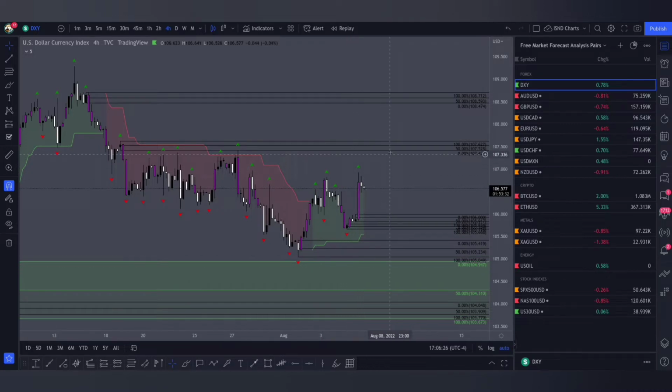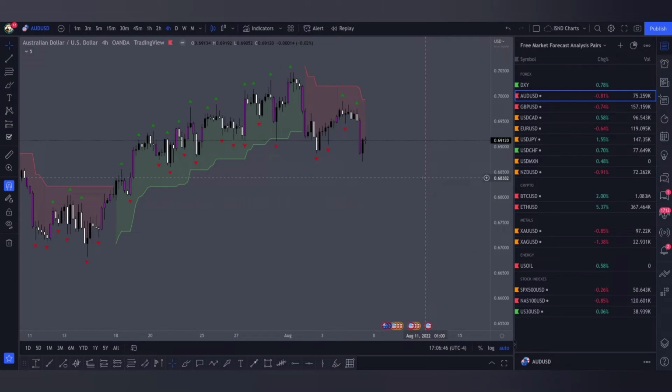And I'll be looking for long trades, or if we get a break of this transitional supply here or this high, I'll be looking for the pair to come back and maybe tap into a 4-hour supply that could possibly form here. All right, moving right along to AUD USD.